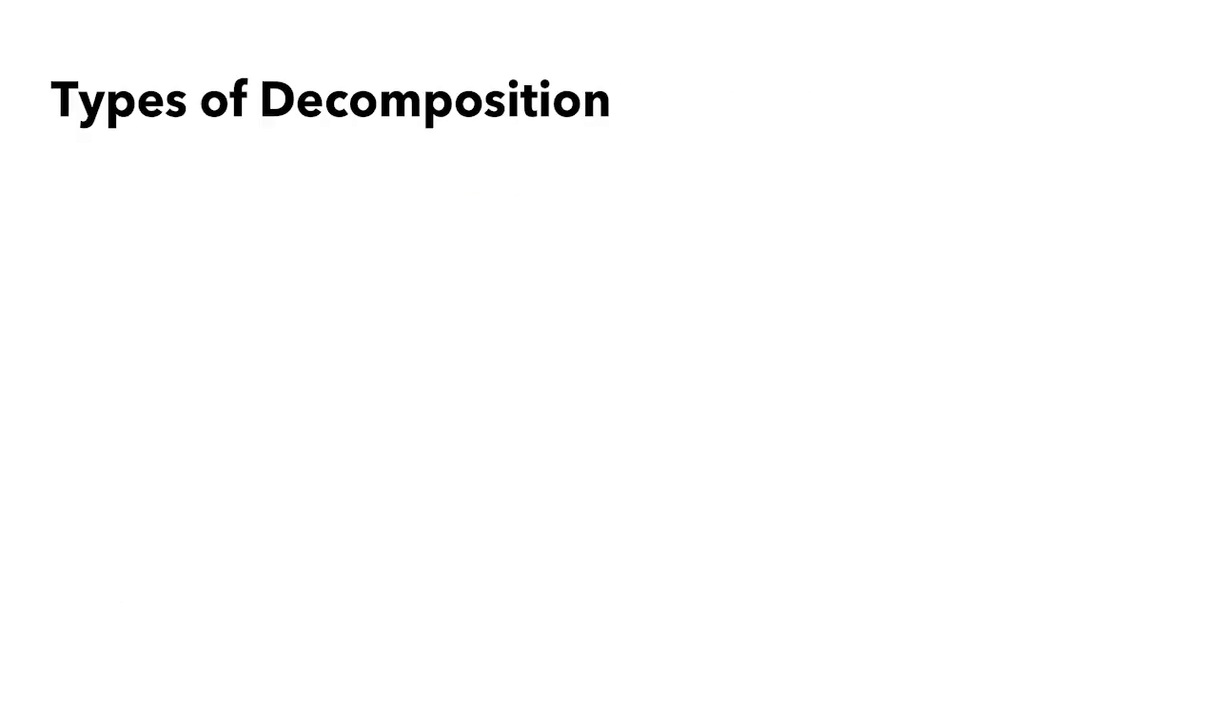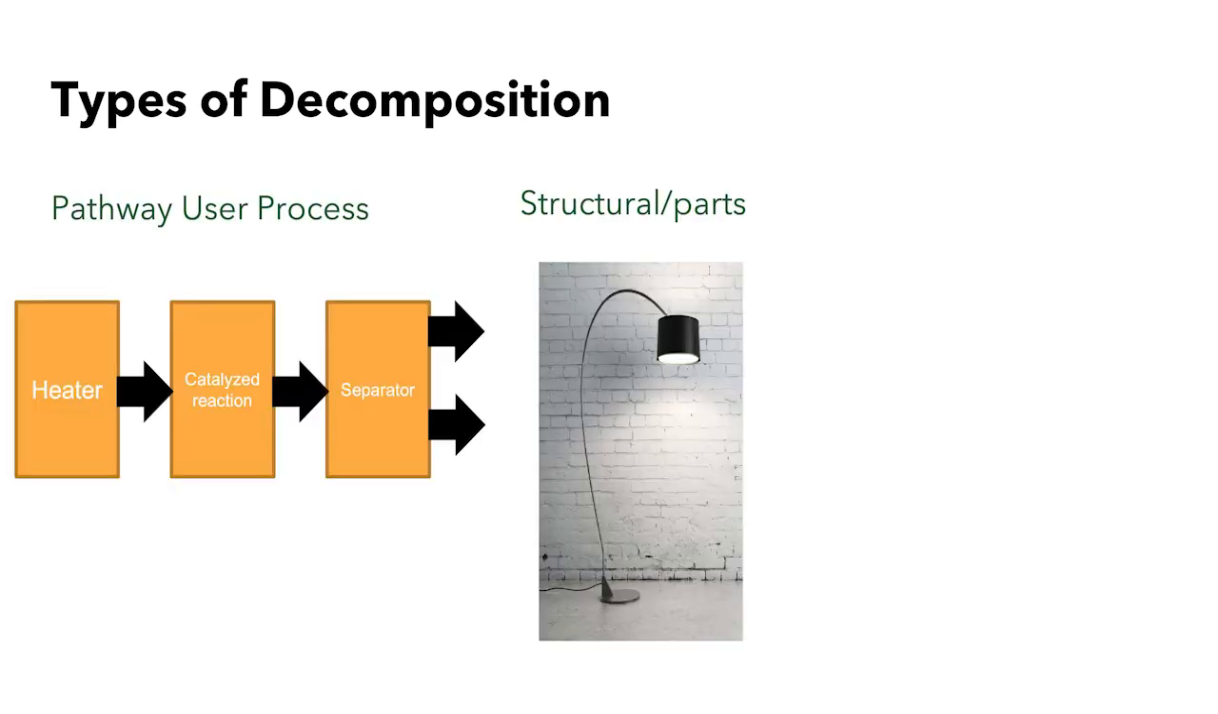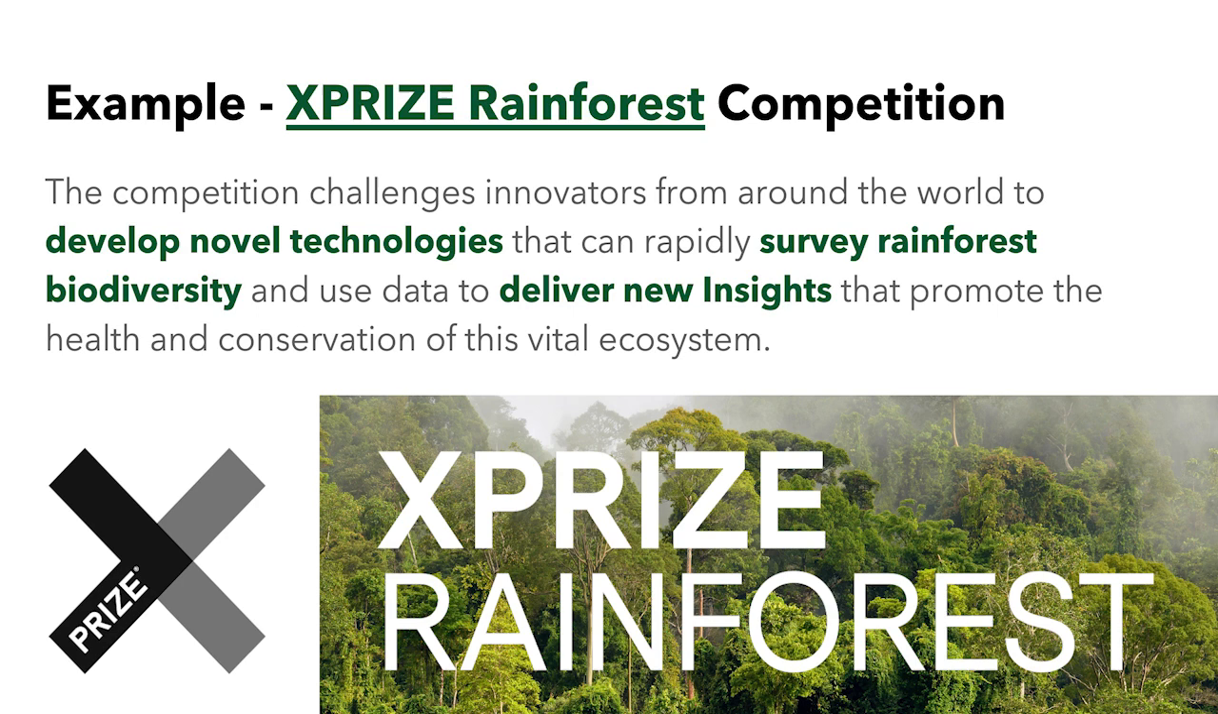There are many types of decomposition that we can use for each of these levels. They generally fall into three areas: the pathway, user, process type, the structural type, and the functional algorithm doing type. We're going to apply decomposition to the X Prize rainforest competition, which is a huge complex problem.